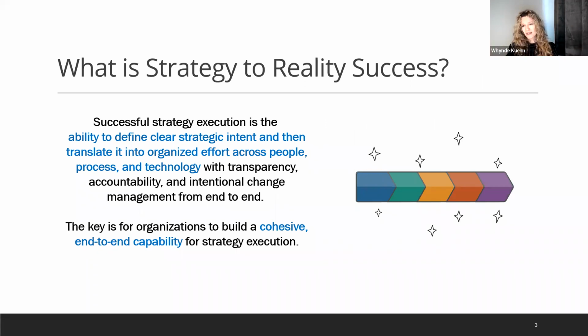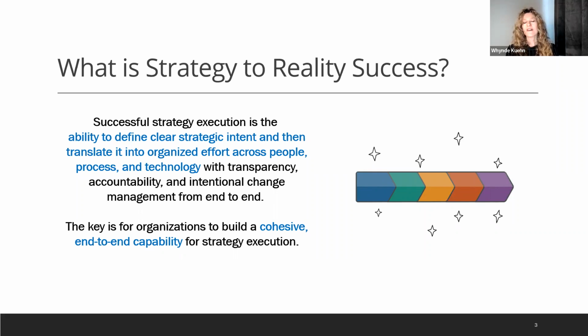As Asif mentioned, I wrote a book called Strategy to Reality, and turning big ideas into action is truly a big area of passion for me. But what does that really mean? What does it really mean to successfully go from strategy to execution? And I like to think about that as two things.